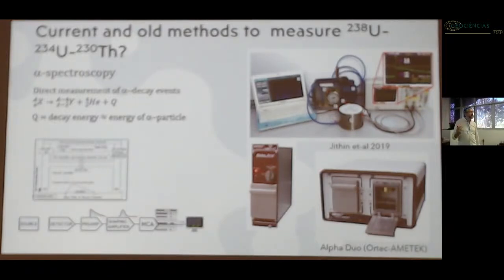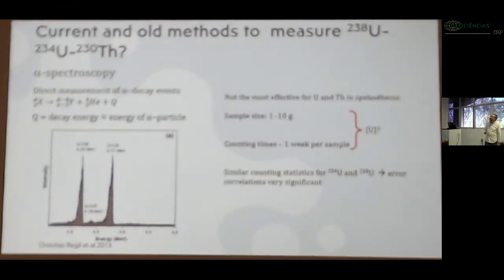So if you have to date 25 samples for your stalagmite, just start to add up. There's a further problem with that. The sample size you need in ideal conditions is between 1 and 10 grams, and that's just for measuring uranium-238. Counting times are long. And then there's another issue.